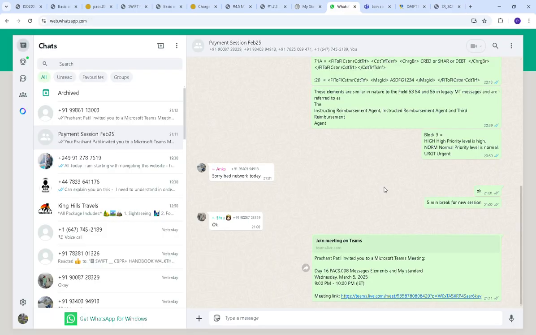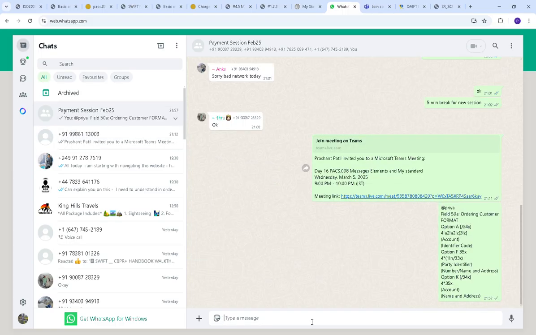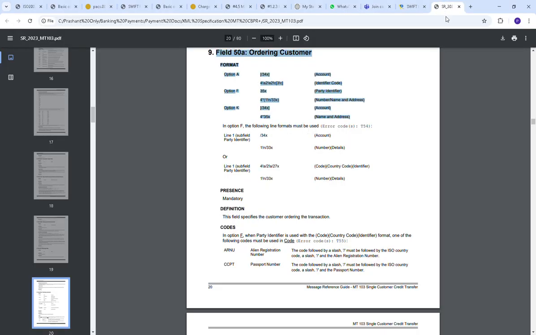So we have studied this also. Now we have studied 50K. What is 50K? Account, name and address. Normally we use 50A. Nobody uses 50K normally. 50A means account and identification code, meaning the account with PAN card identity, or the US giving national ID. That kind of information is put there. Then 50F means party identifier, number, name and address.